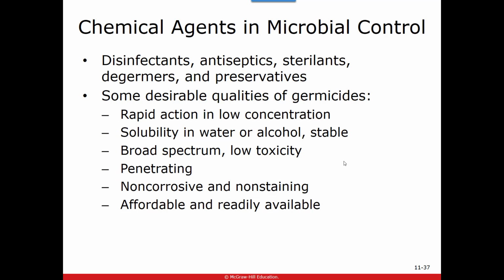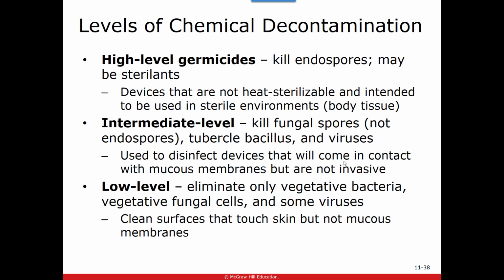qualities. Now, we again need to know what we're trying to kill, because we do have different types of antimicrobials that are for high level organisms, intermediate level organisms, and low level organisms. A high level germicide is going to kill those endospores. And if it can kill the endospores, it may be a sterilant, meaning it can kill anything and everything. It can make something be sterilized. Intermediate level, it's going to kill fungal spores. It's not going to kill endospores. It can kill some of the harder to kill bacilli.